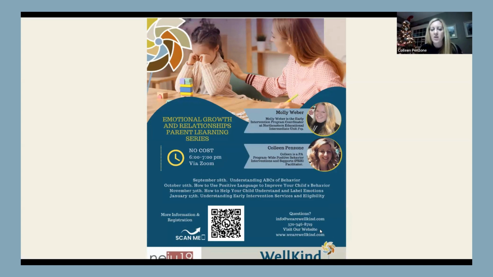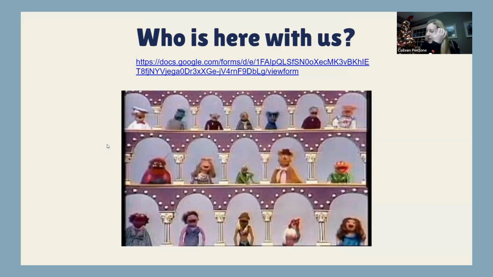So this is just a little slide to show you the different titles that we had. We did Understanding ABCs of Behavior. We did one about how to use positive language to improve your child's behavior. Today, we're talking about understanding and labeling emotions. And then, like Elizabeth said, we have the one in January that's specifically about understanding early intervention services. They were all at 6:7, and hopefully that was a good time. We'll have to play around with what families feel is a good time.